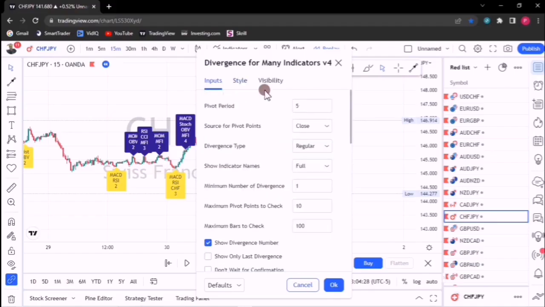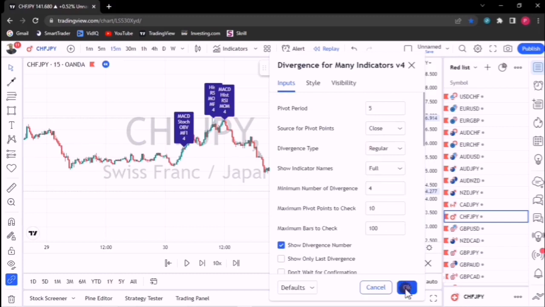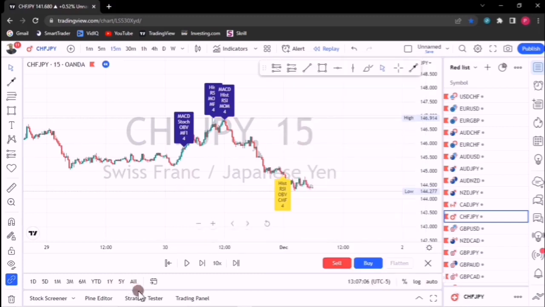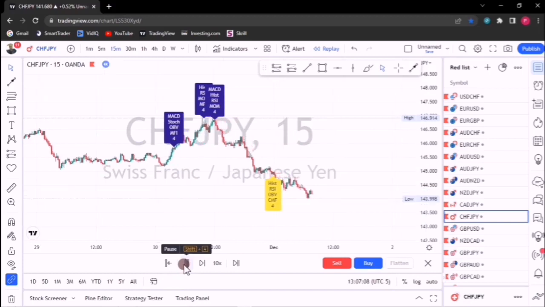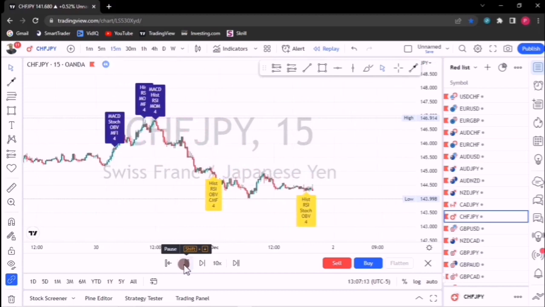For the style, I really like to keep it simple. Another thing that I like to change in the inputs is the minimum number of divergences. I'd like to see a signal where there are at least 4 divergences in a single place. Okay, so you can check the settings and then you click OK. So whenever there are divergences in the market, this indicator can help you identify them.